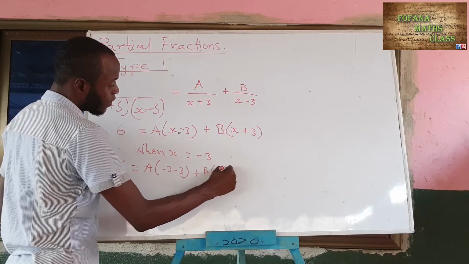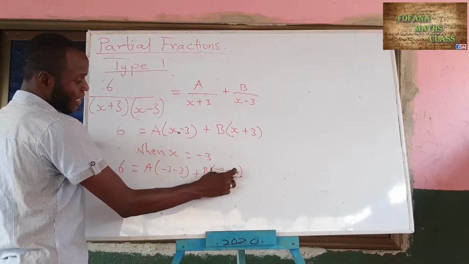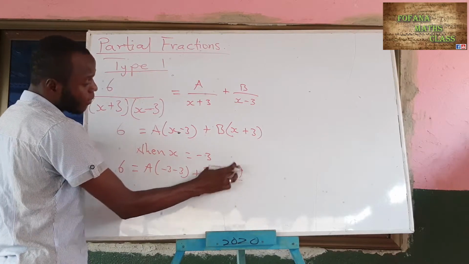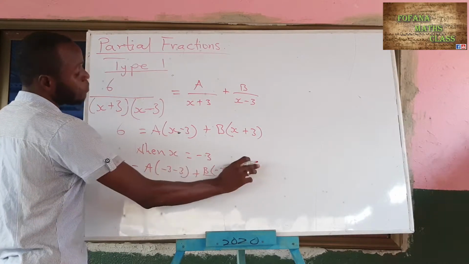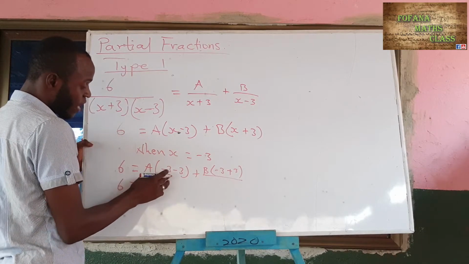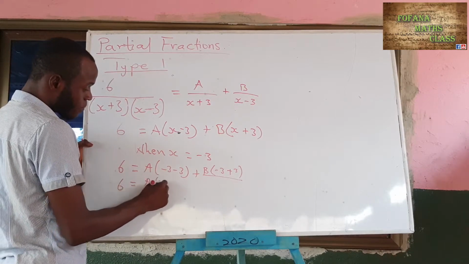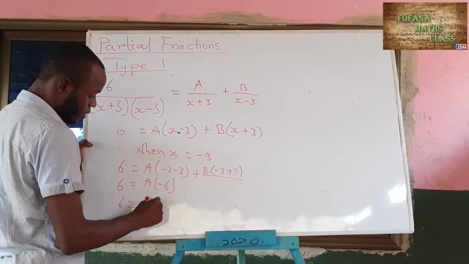Here we have 6 equal to a into bracket -3 minus 3, plus b into bracket negative 3 plus 3. When you look here, automatically minus 3 plus 3 will give us 0. So when minus 3 plus 3 gives us 0, it will multiply this b and set this b to 0. So b is gone. We've gotten rid of b. And here we will have a multiplying minus 6, so 6 will be equal to minus 6a.